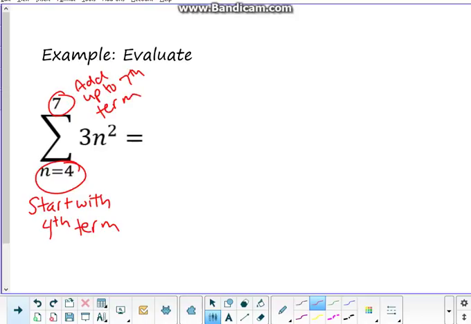Okay, so let's go ahead and find when n equals 4 off to the side here. It means I'm plugging 4 in for n. So we have 3 times 4 squared. Make sure you're doing your order of operations here. So we do exponents first. 4 squared is 16, and then 3 times 16, I know that is 48.